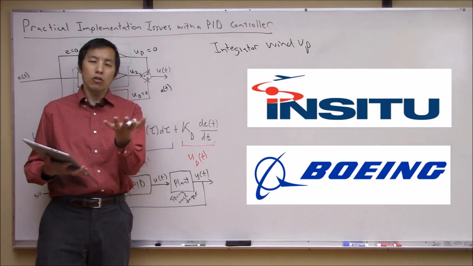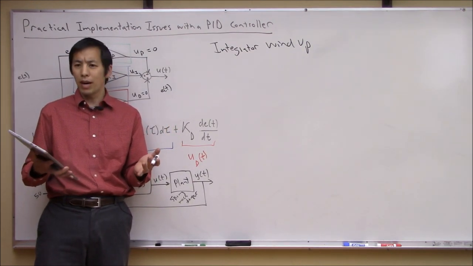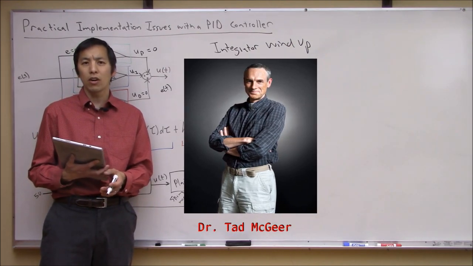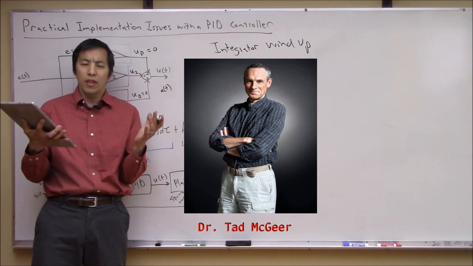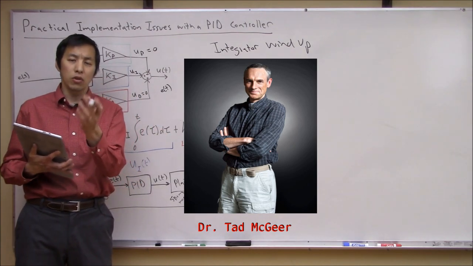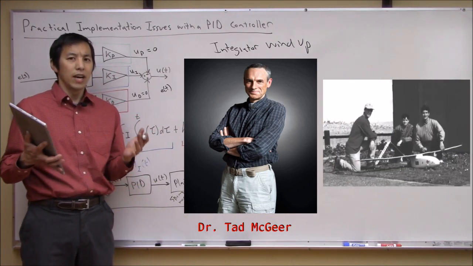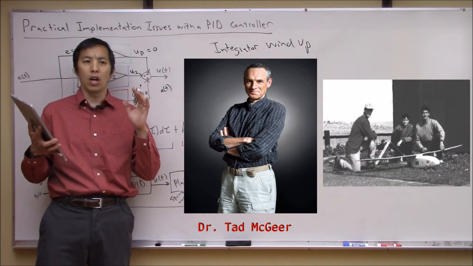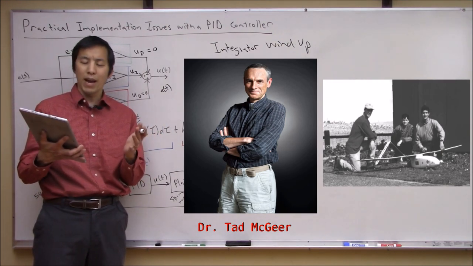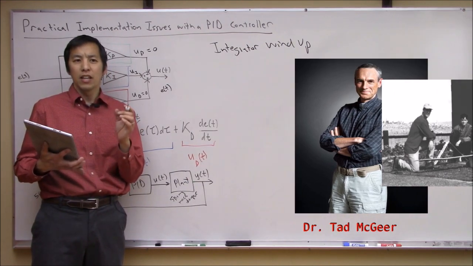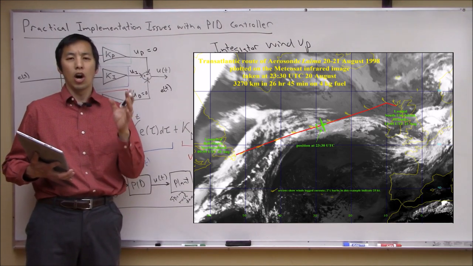But long story short, Insitu started out as a small grassroots company founded by Dr. Tad McGeer in 1991. And what he and some colleagues at the University of Washington did is they built an aircraft called the Aerosonde. The Aerosonde is a small, long endurance UAV. And what they did was, back all the way in 1998, they demonstrated that they were able to fly that aircraft autonomously across the Atlantic.